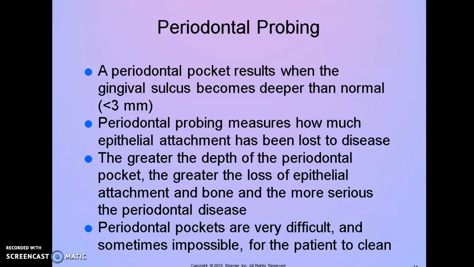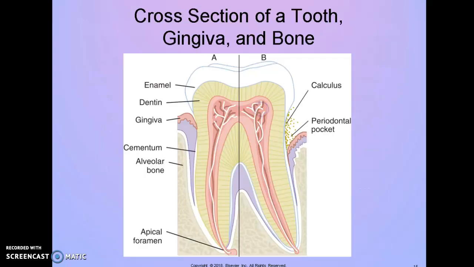These probes measure how much epithelial attachment has been lost to the periodontal disease, and the greater the depth of that pocket, the greater the loss of the epithelial attachment in bone, which also equals more serious periodontal disease progression. These pockets are very difficult and sometimes impossible for the patient to clean.